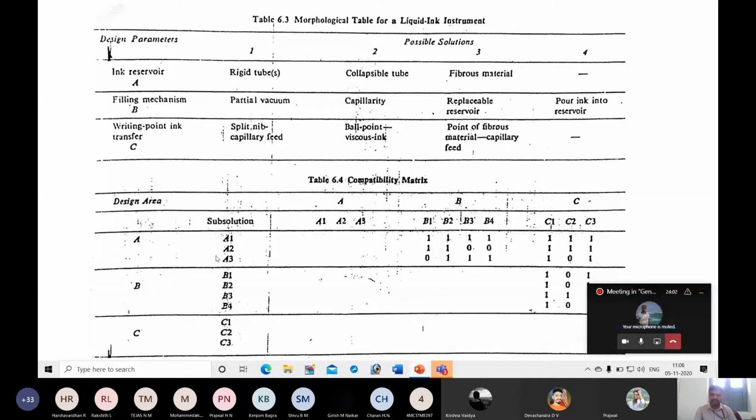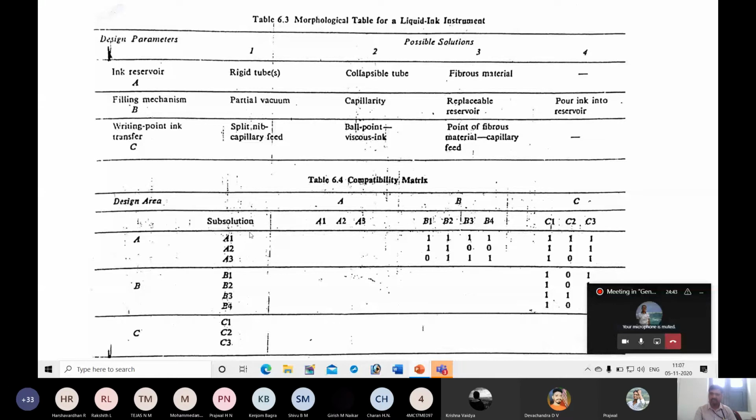Similarly, you can consider A3. A3 is fibrous material. If you choose fibrous material, can you go for partial vacuum? You cannot go for partial vacuum. If you visualize the ink reservoir in a sketch pen, since that is a sponge material, there will be no vacuum available in that. So fibrous material and partial vacuum is not feasible. Next, fibrous material with capillarity is possible. Fibrous material with replaceable reservoir is also possible. Fibrous material with pouring into reservoir, you can pour ink into that sponge. That is also possible.